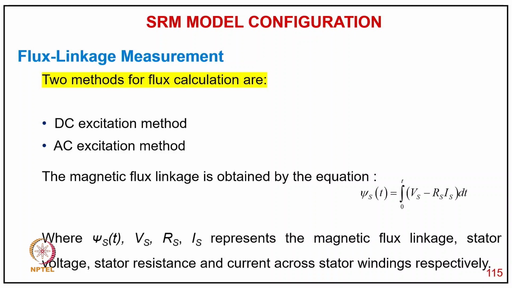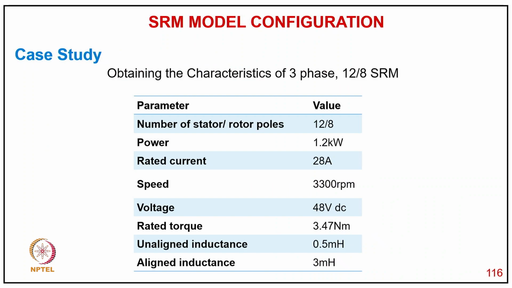Now coming to flux linkage measurement. Two methods of flux linkage calculation are DC excitation and AC excitation. The magnetic flux linkage is obtained from the equation ψ(t) equals the integral from 0 to t of (Vs minus Rs i) dt, where ψ, Vs, Rs and i represent the magnetic flux linkage, stator voltage, stator resistance and current across the winding respectively.